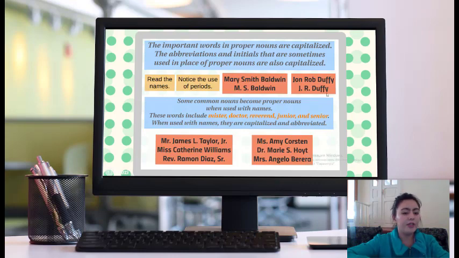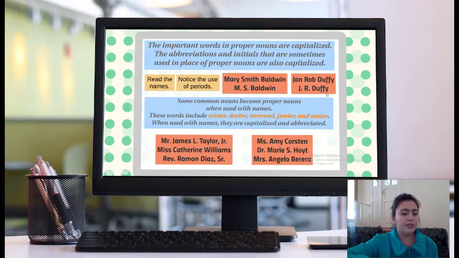Read the names. Notice the use of periods. Mary Smith Baldwin, M.S. Baldwin. John Rob Duffy, J.R. Duffy. Some common nouns become proper nouns when used with names.